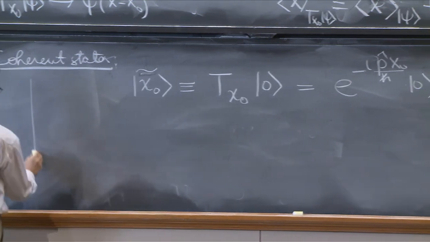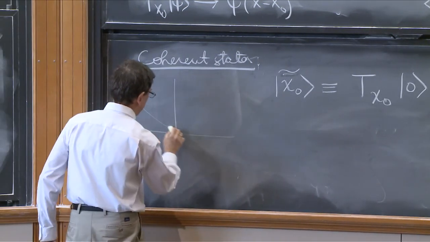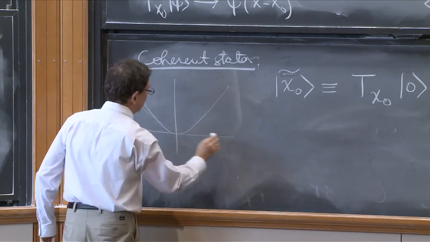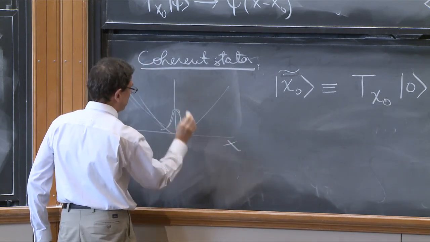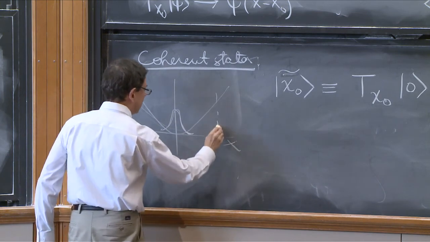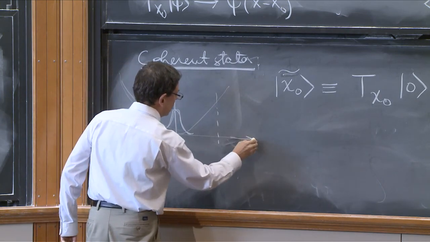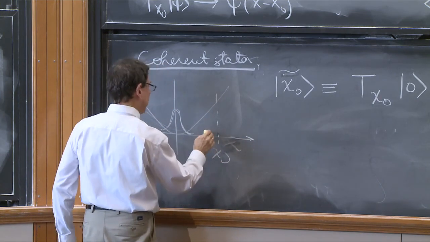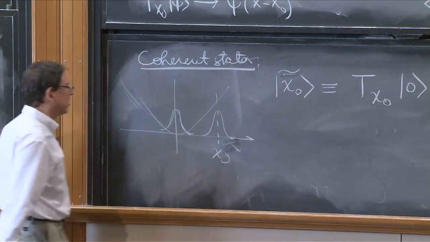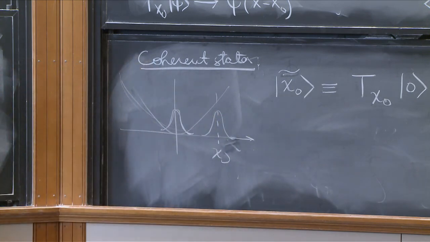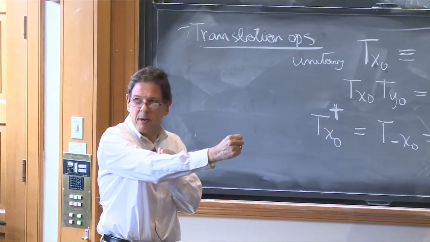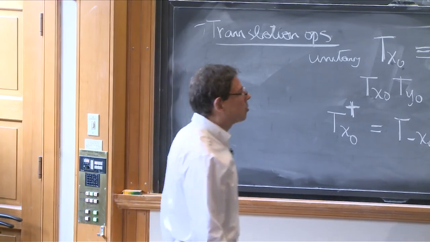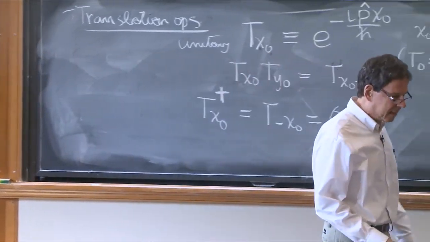Intuitively, you know what it is. You have the harmonic oscillator potential. Here is x. The ground state is some wave function like that. This state has been moved to position x0 and presumably some sort of wave function like that, because this translates the wave function. So the ground state, move it up there to the right. That's what it is. That's a coherent state.